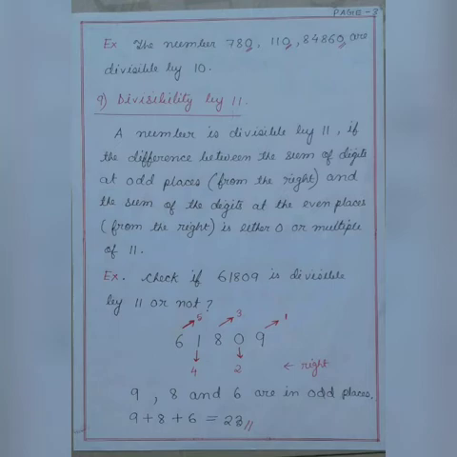Now I shall separate the digits which are in even position and which are in odd position. In odd position, that is in first position, third position and fifth position, we have the digits 2, 0 and 3. Now let us add these 3 digits, 2 plus 0 plus 3, which is equal to 5.